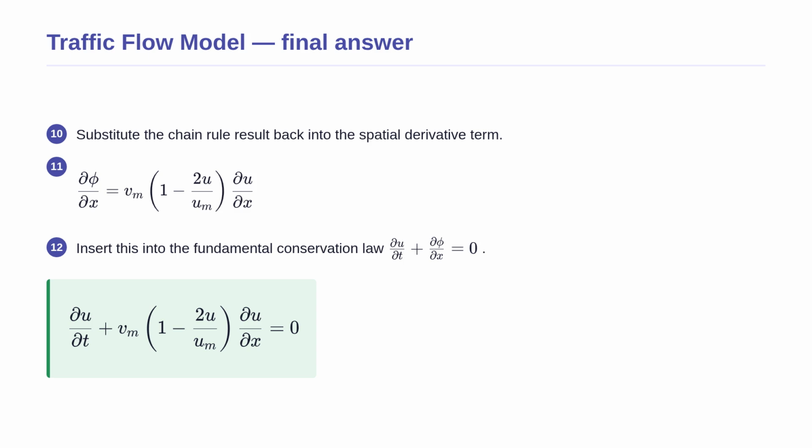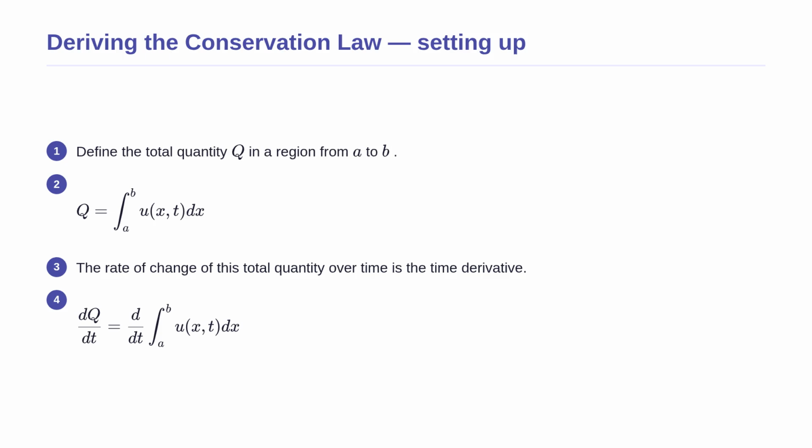This is a non-linear partial differential equation because the term multiplying the spatial derivative depends on the density itself. This mathematical nonlinearity is exactly why sudden traffic jams can form out of nowhere. Now that we have successfully used the fundamental conservation law to model both rivers and traffic, let us take a step back and understand where it actually comes from.